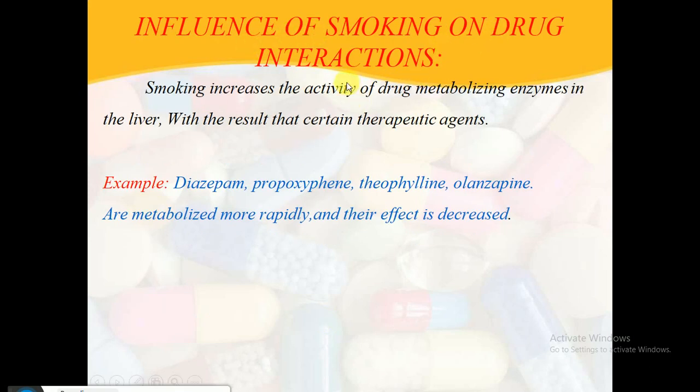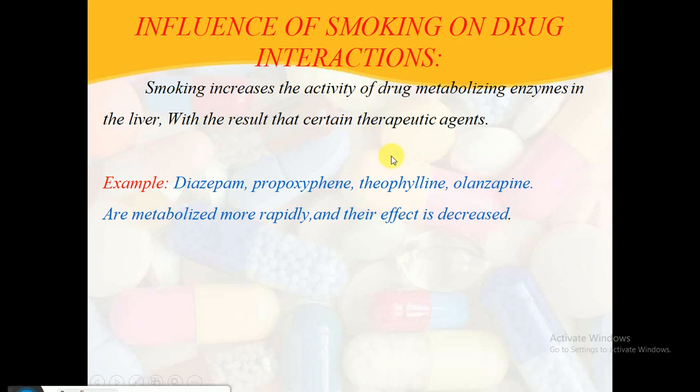Influence of smoking on drug interactions. Let's suppose if someone is smoking, what will be the effect of smoking on drug interaction? Smoking increases the activity of the drug metabolizing enzymes in the liver. As we know, smoking is injurious to health. When you are smoking, it will directly stimulate your nervous system.